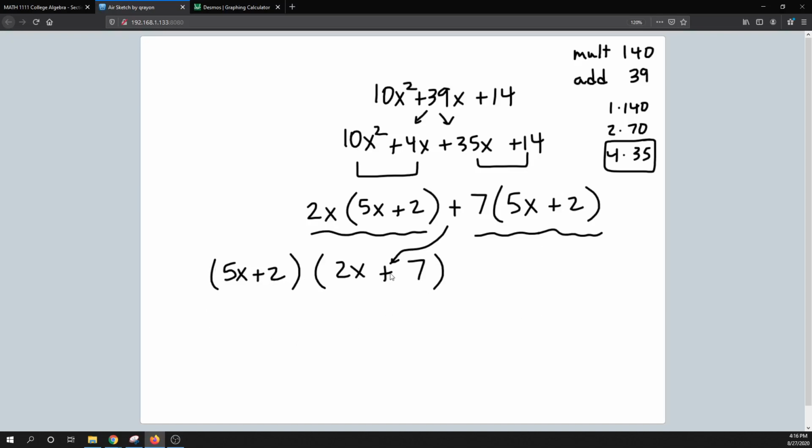And that is it. This now is completely factored. These two terms can't be factored any further using the techniques we've talked about so far.